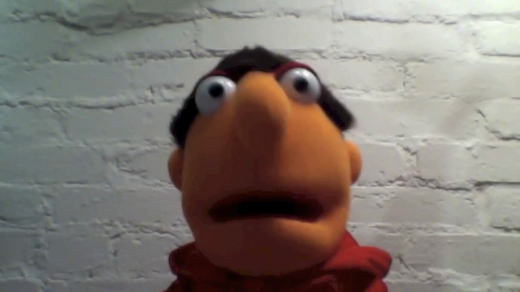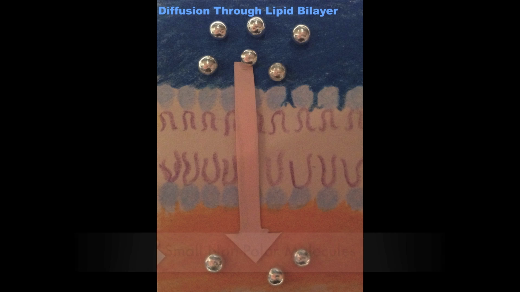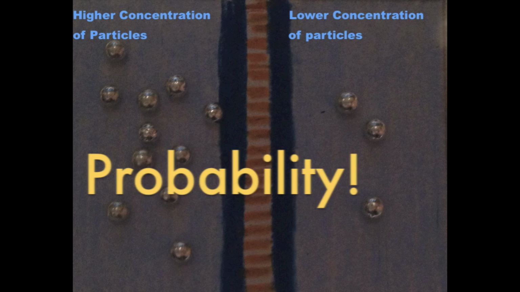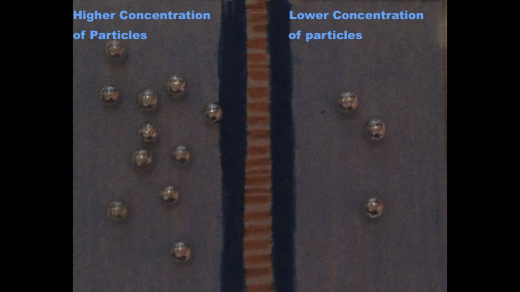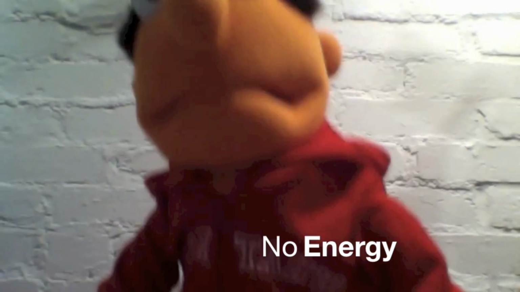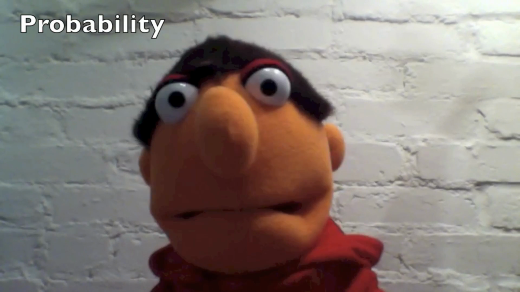What can go through the phospholipid bilayer, and how? Small nonpolar molecules can travel through the phospholipid bilayer. They tend to drift through gaps in the phospholipid bilayer due to probability. When particles from a higher concentration move to a lower concentration, this is called diffusion. This is an example of passive transport. For passive transport to occur, no energy is required. The particles go with the concentration gradient and move due to probability.